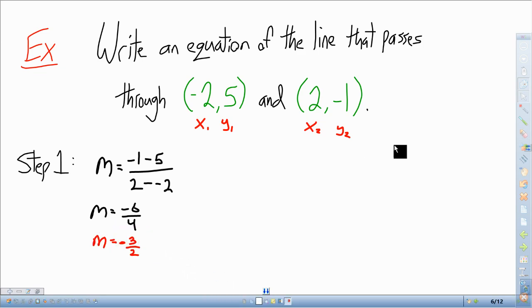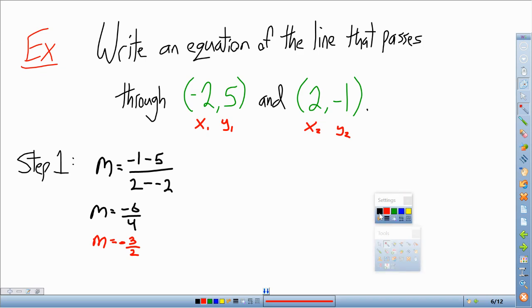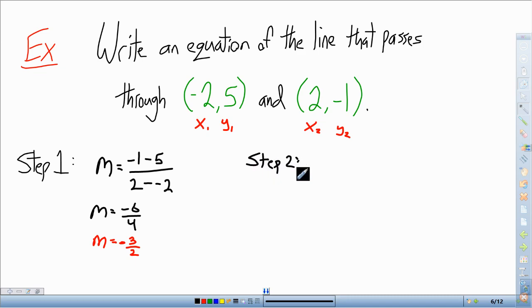All right. Okay, so there is our slope. That's step number 1. Step number 2 is finding the y-intercept. I'm going to just put it over here. Just like before, I'm going to plug in my slope and a point to then solve for b, my y-intercept.